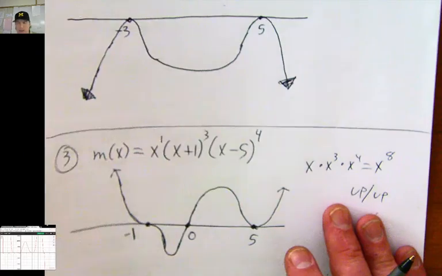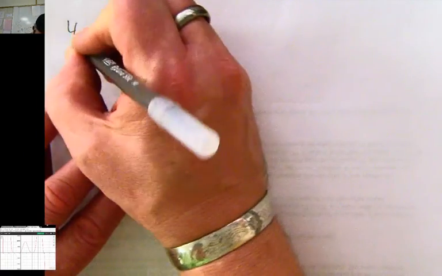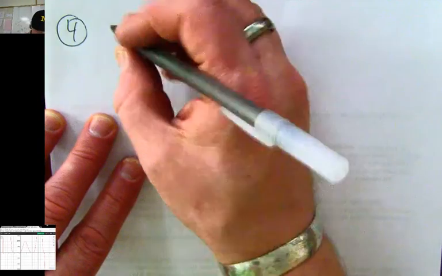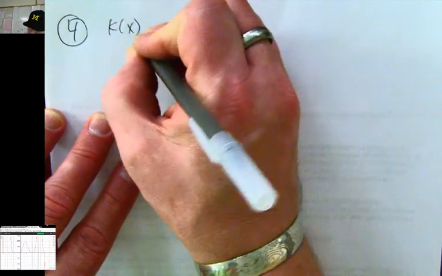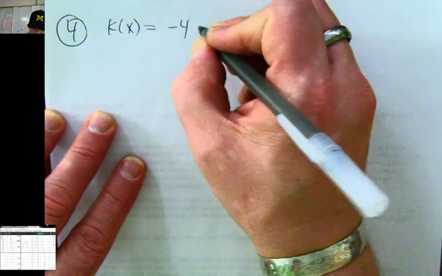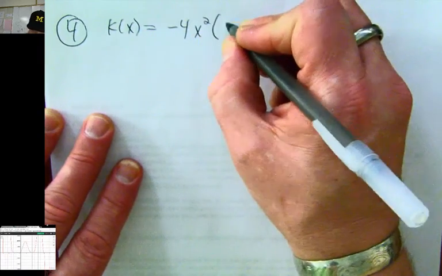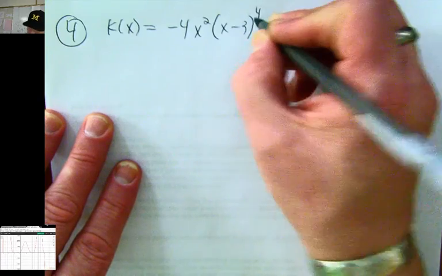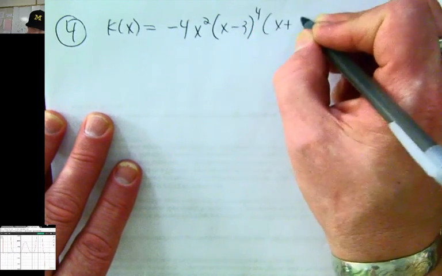Example 4. I have a total, like I said, of 6 of these. I really like these problems. I find them quite enjoyable. Example 4. K of x equals negative 4x squared, x minus 3 to the 4, and x plus 5 to the 3rd.